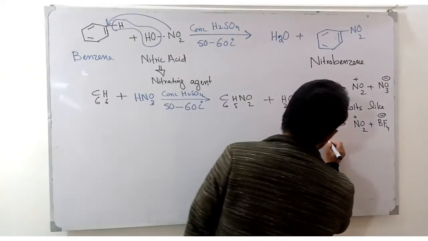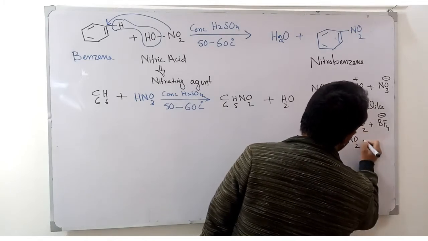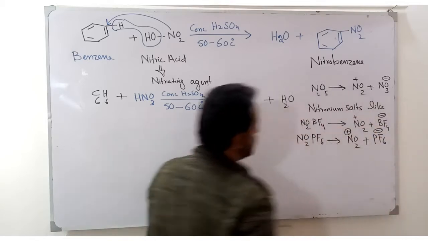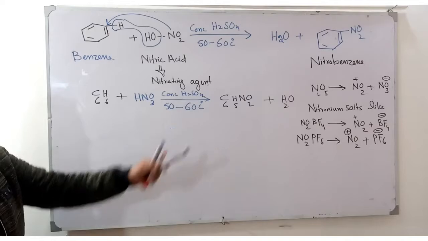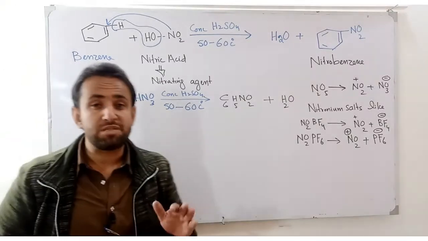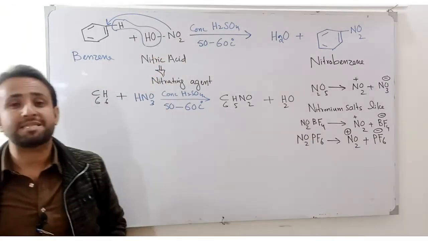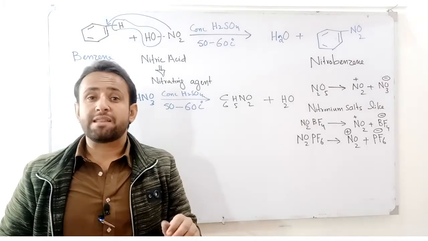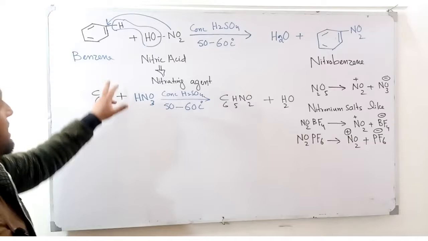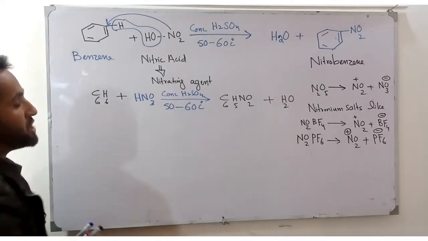Look at these examples. This also provides us a nitro group, NO2 positive, plus PF6 negative. Understand? This is also a nitrating agent. So we can also use it, but as I am telling you, in nitration we generally use nitric acid as the nitrating agent, and that is concentrated nitric acid. Now we will discuss the mechanism of this reaction, how this reaction completes.